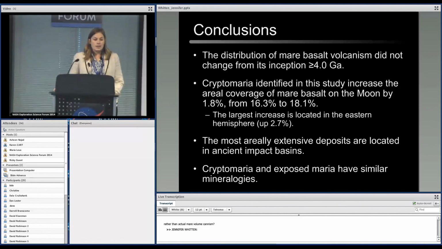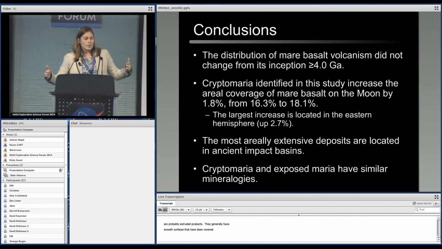Well, I think that the evidence, especially the mineralogic evidence, suggests that they are probably basalts that have been extruded as opposed to impact melts. A lot of that has to do with the lower albedos, the mineralogies that are very similar to exposed Mare basalts that are younger in the same area. So that leads me to think that they're probably extruded products. They generally have smooth surfaces that have been covered and appear very similar in morphology, minus the high albedos, to basalts that you would see in the other near side.